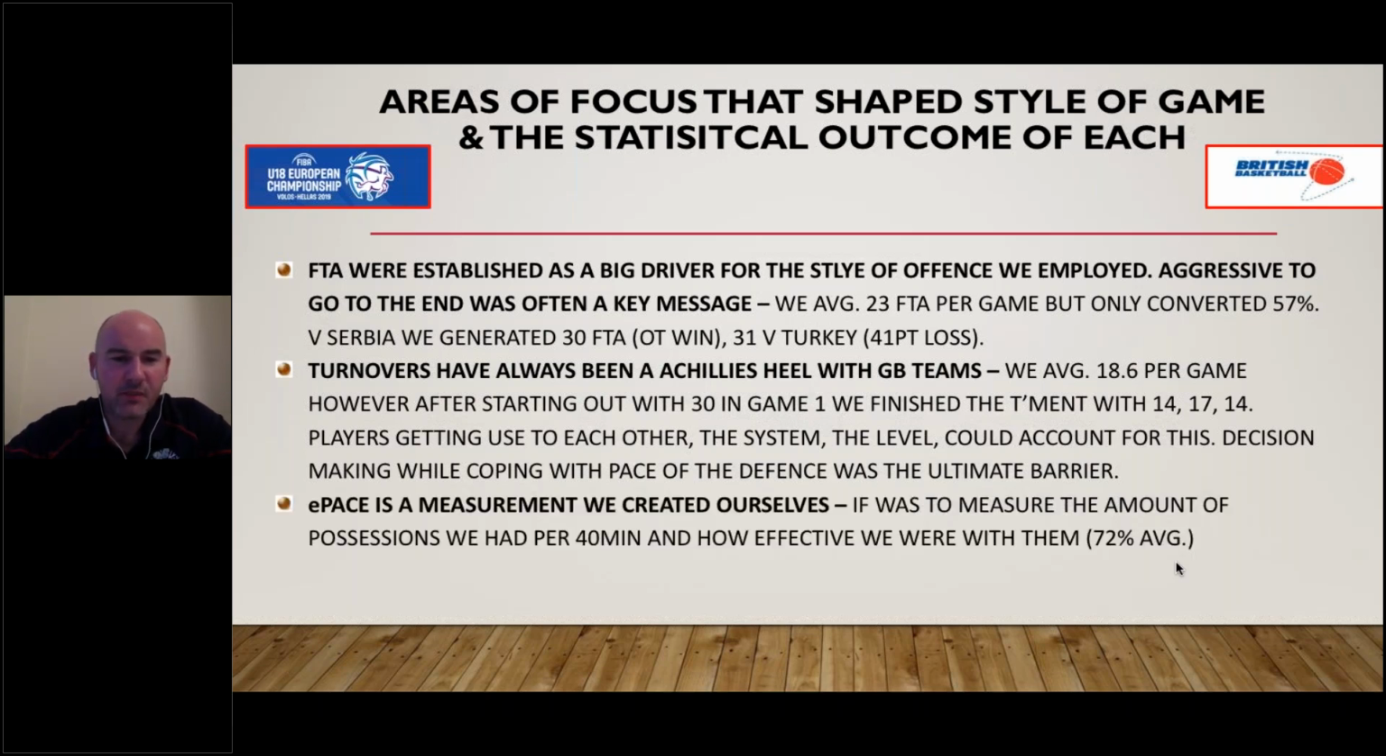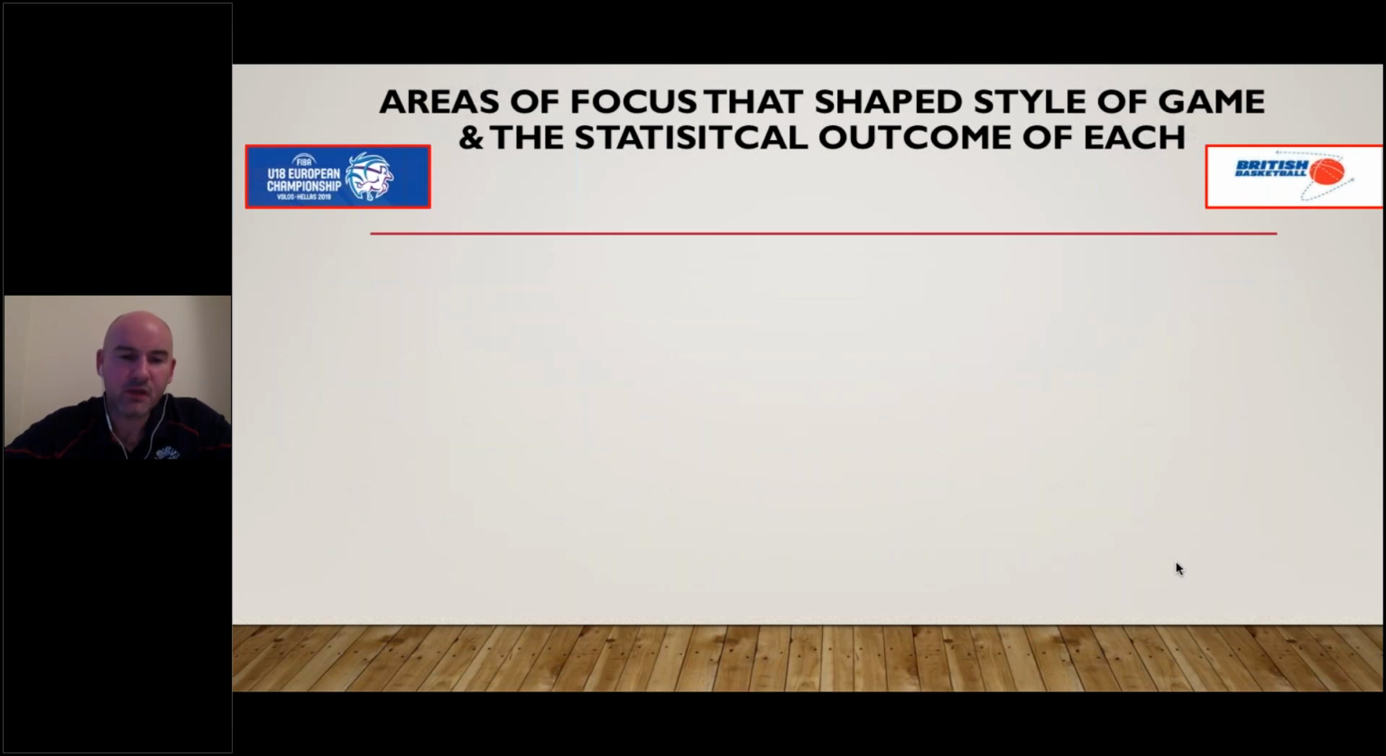And then we measured pace. Pace was a big one for us. How many shots can we get off per 40 minutes? But we measured effective pace, which is a thing we just came up with ourselves. And that was a measure of the amount of possessions we had per 40 minutes and how effective we were with those possessions. So not just a case of how many possessions can you generate, but how effective, and what are you doing with those possessions?